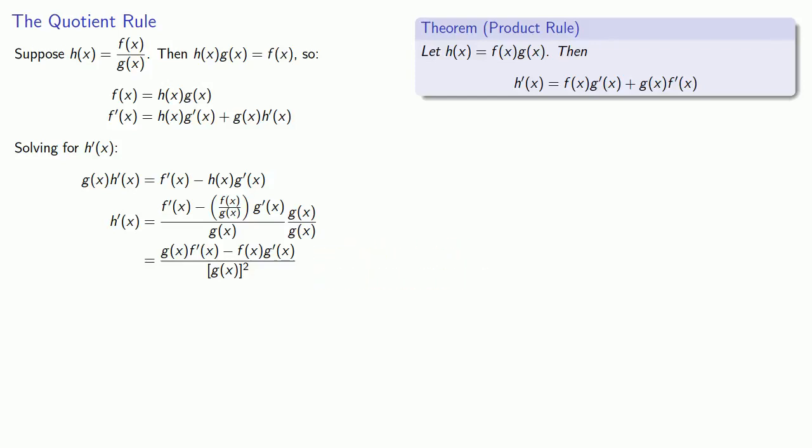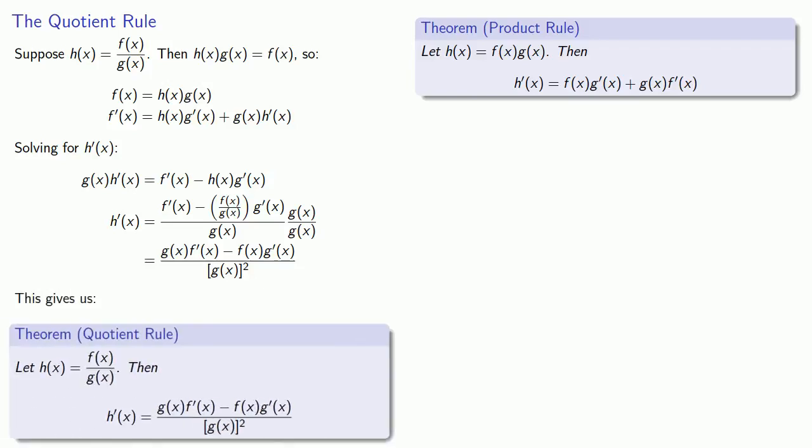And so this gives us the quotient rule. If my function is a quotient, then the derivative is going to be the denominator times the derivative of the numerator minus the numerator times the derivative of the denominator, all over the square of the denominator.